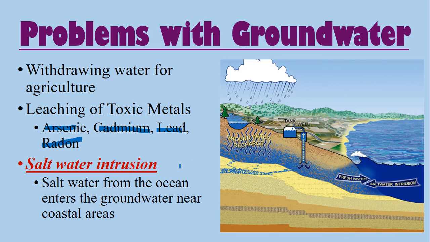And you also have something called saltwater intrusion. The definition of that is when salt water from the ocean enters the groundwater near coastal areas. So remember, groundwater is fresh, and the ocean is salt water. And if you're near the coast and you're withdrawing water from a well, you're releasing the pressure on the groundwater, allowing salt water to come in. And if salt water comes in, we cannot drink salt water. We need fresh water to drink.